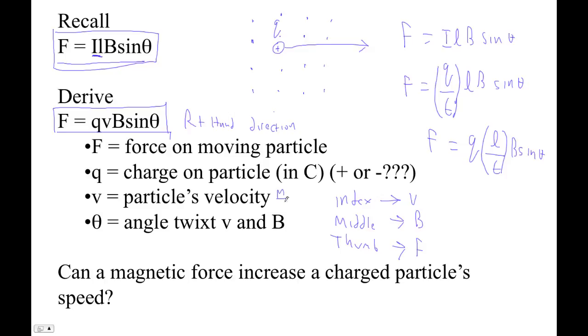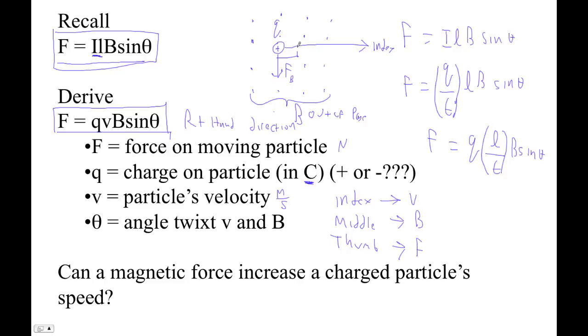So the velocity is in meters per second, the Q is in coulombs, and the force is in newtons. And anyway, there we have it. Now, let's think about this force. If we put our index finger this way, and I put my middle finger out of the page, because these dots represent the magnetic field, which is out of the page, I get a magnetic force that's down the page.